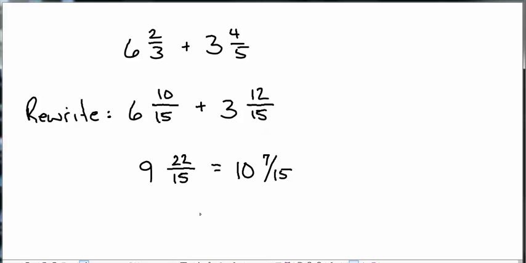Anybody confused on getting from the 9 and 22/15 to the 10 and 7/15? Take this. Take 8 and 12/7. Tell me what that's equal to. This part's real important though. Very good, Dan. Let's do 7 and 13/9.